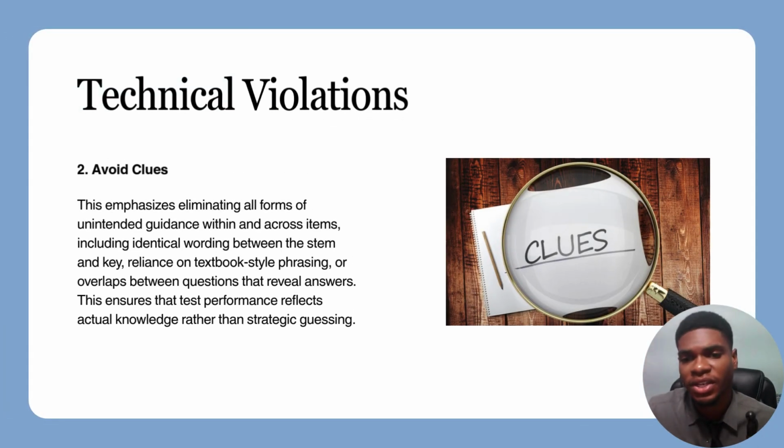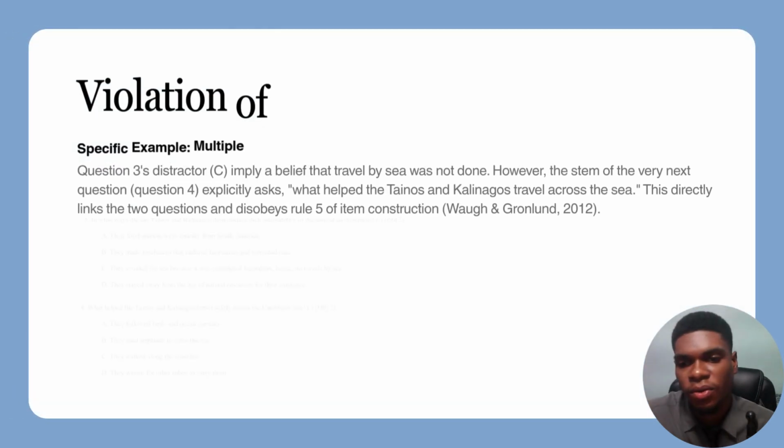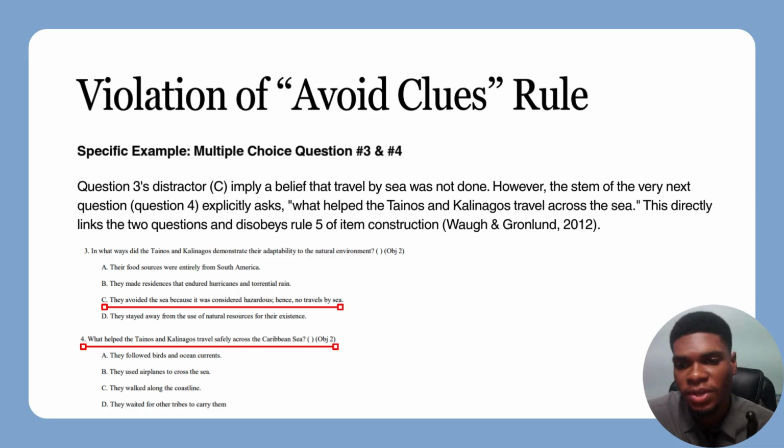Another technical violation is avoid clues. Now, this emphasizes eliminating all forms of unintended guidance within and across items, including identical wording between the stem and key, reliance on textbook style phrasing, or overlaps between questions that reveal answers. One specific violation of this rule is seen within question 3 and question 4. Question 3's distractor C implies the belief that travel by sea was not done. However, the stem of the very next question, question 4, explicitly asks what helped the Taínos and Kalinagos travel safely across the Caribbean Sea. This directly links the two questions and disobeys Rule 5 of item construction.